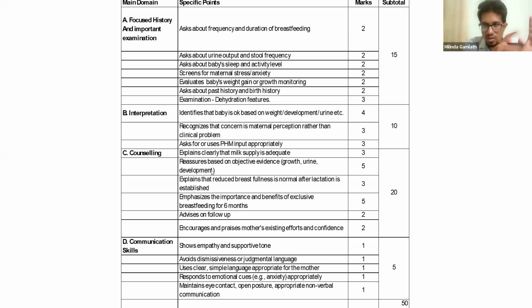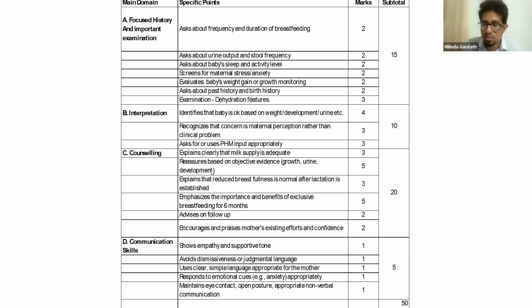And in the examination, rather than asking in the history, just say that in the examination I would look for features of dehydration. So you need to know the features of dehydration as well. Sunken eyes, increased skin turgor, stuff like that, right? And then you asked about the development as well, so that is also good. That is also something that's needed, right?